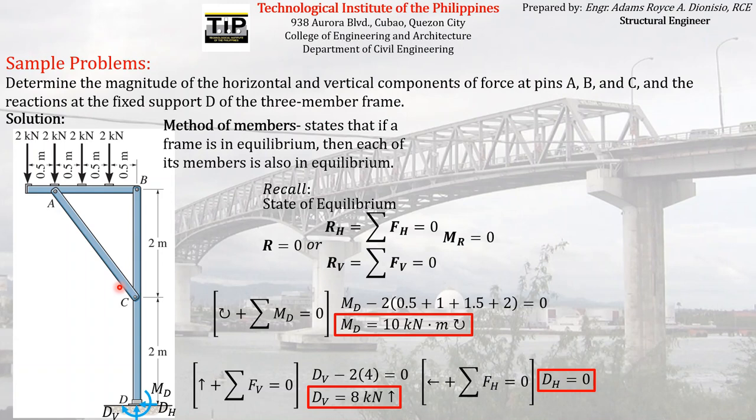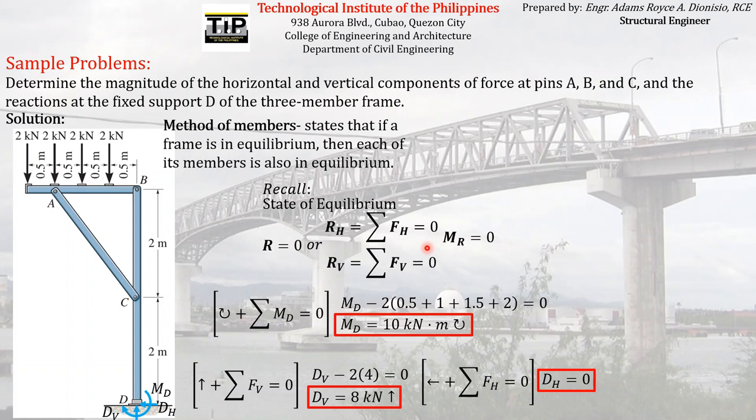So, ano bang sinasabi sa method of members? Sabi lang doon, if our structure or frame is in equilibrium, dapat each element or each member, dapat they are also in equilibrium. Ibig sabihin, summation forces horizontal, vertical, and moment at each individual free body diagram of the members of the frame, dapat equal to 0. So, yun yung gawin natin.